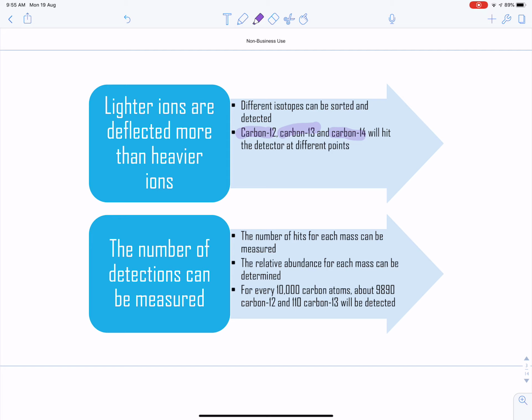The number of hits for each mass can be measured, and in so doing, the relative abundance for each mass can be determined. For every 10,000 carbon atoms that go through, about 9,890 carbon-12 and 110 carbon-13 will be detected. So we can actually find the relative abundance.